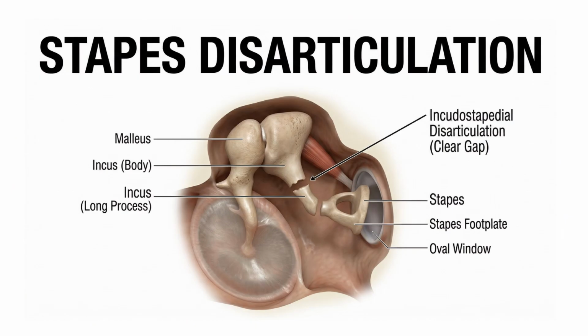Now we look at stapes disarticulation, a type of ossicular chain problem. In this condition, the stapes loses its normal connection. The middle ear becomes too mobile.